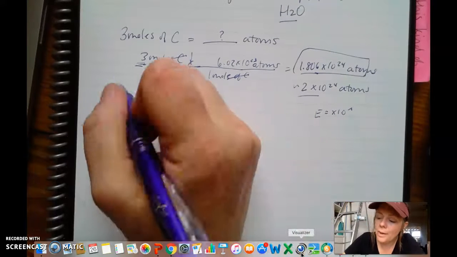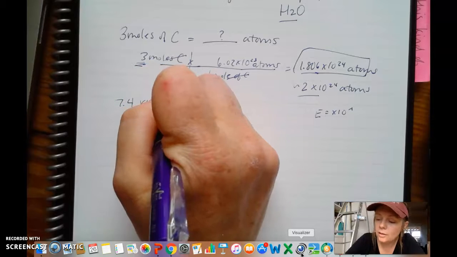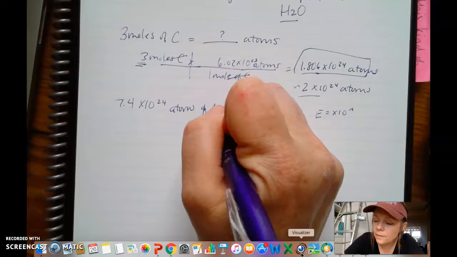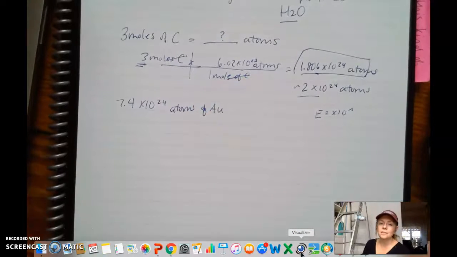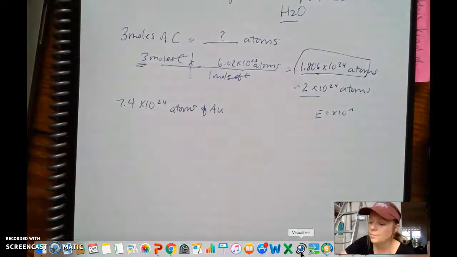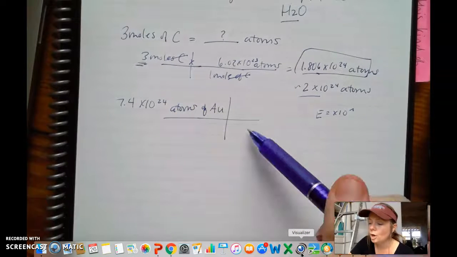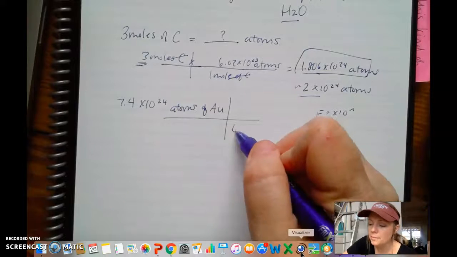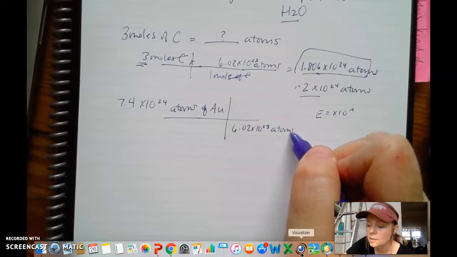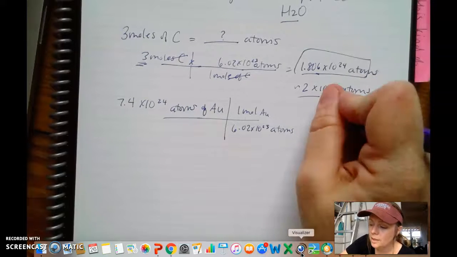What if we start from atoms? What if I have 7.4 times 10 to the 24th atoms of gold? How many moles is that? Ooh, my writing is messy, so sorry about that. All right, same process. This time we started with atoms, so our atoms have to be on the bottom: 6.02 times 10 to the 23rd atoms in 1 mole of gold.